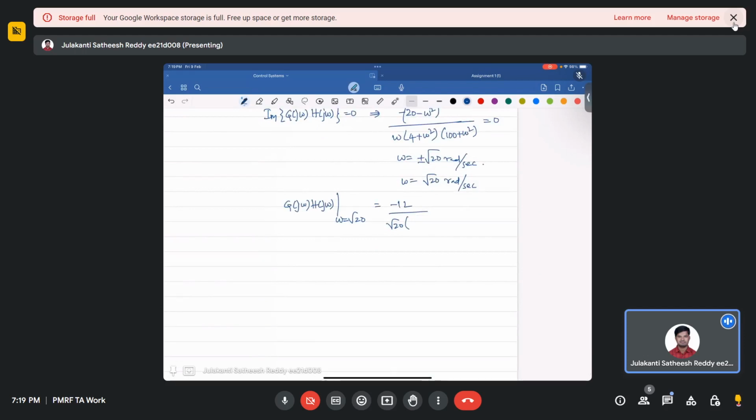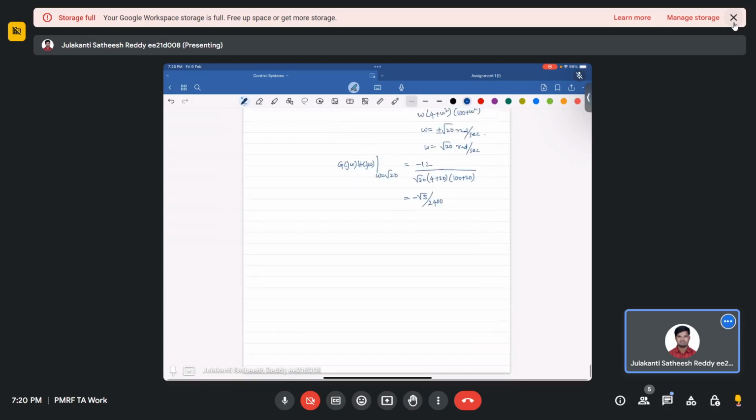So 4 plus 20, 4 plus 20 plus 100 plus 20. So anyway that component is 0. Now try to solve for this, give me the answer for this. You can say root 5 by 2400. So this is its value. So this value is, sorry, minus. Okay. Now let's plot it.